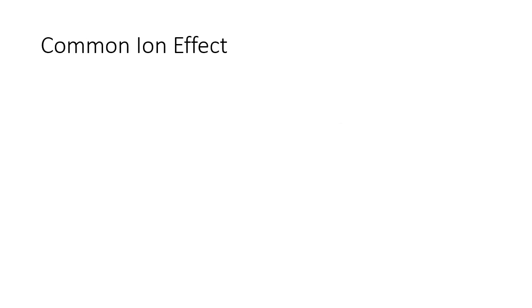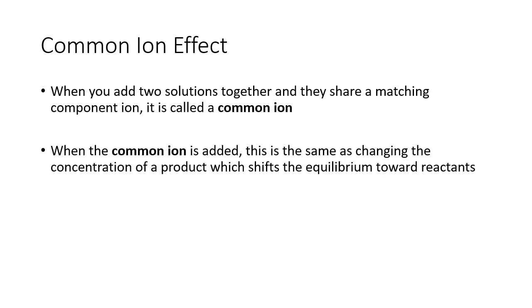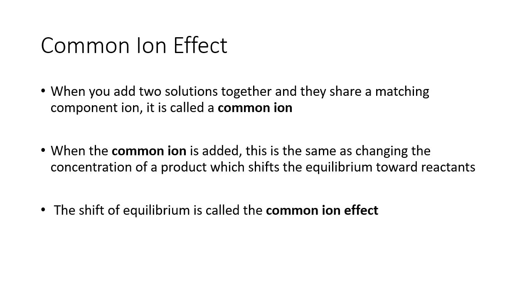The common ion effect. So when you add 2 solutions together and they share a matching component ion, it is called a common ion, as in you have them in common. When the common ion is added, this is the same as changing the concentration of a product, which shifts the equilibrium towards reactants. It depends on what type of equation we have going on. That shift in equilibrium is called the common ion effect.